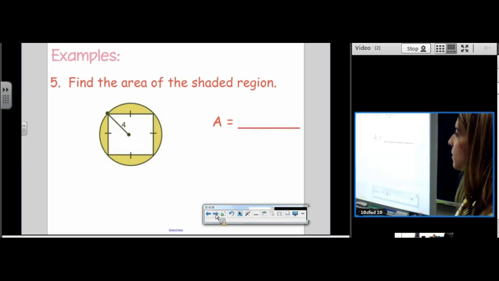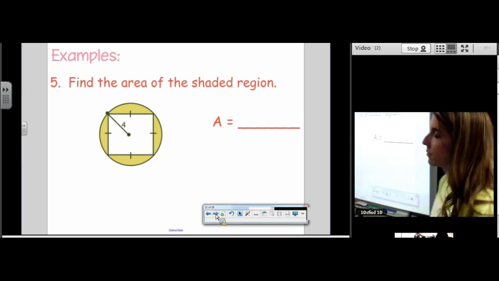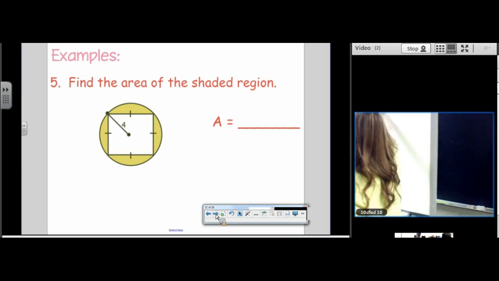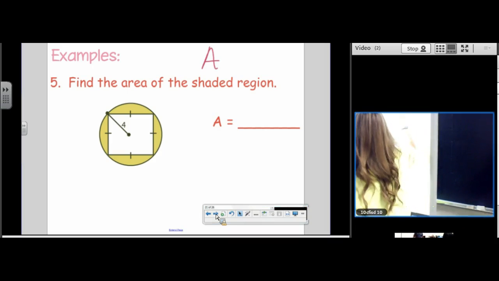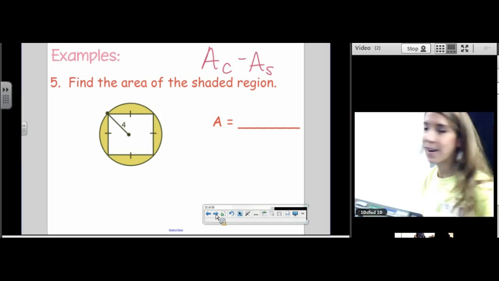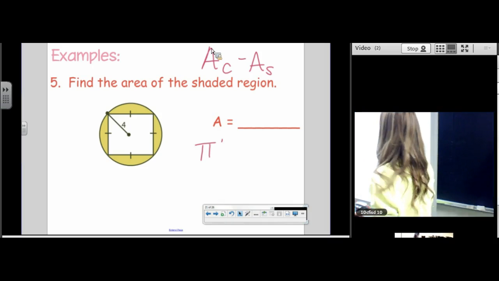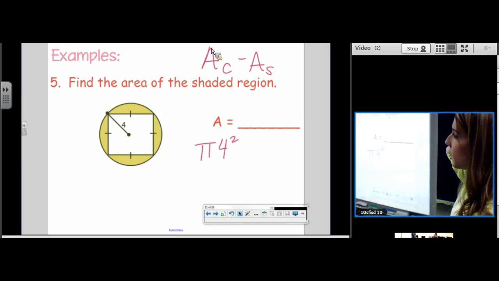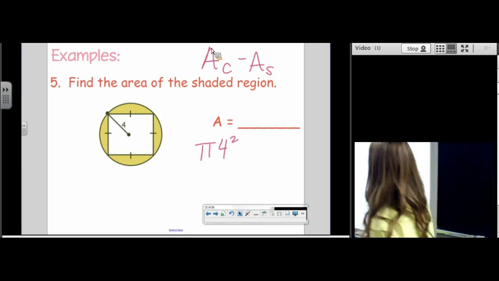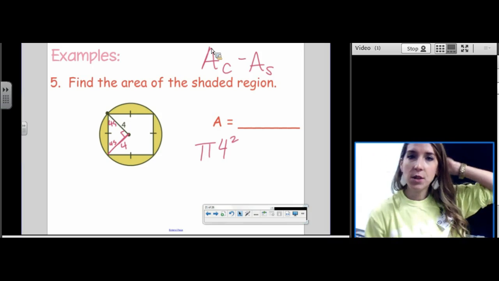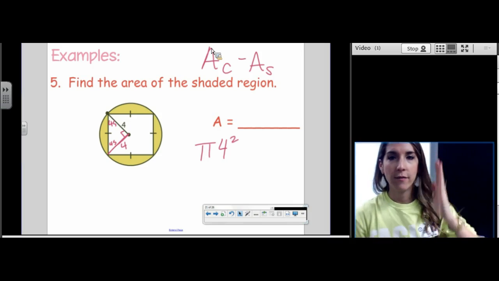Find the area of the shaded region. Don't really have time to pause anymore because we're running out of time. So we're going to find the area of the circle minus the area of the square. The area of the circle is easy. Pi r squared. The area of the square is a little bit harder, but not by much. We're going to be strategic, and we're going to draw this right here. We know that we just made a 45, 45, 90 triangle. So the side of the square is 4 root 2.